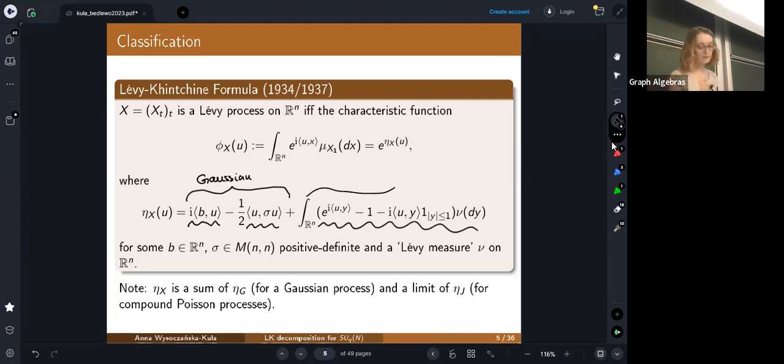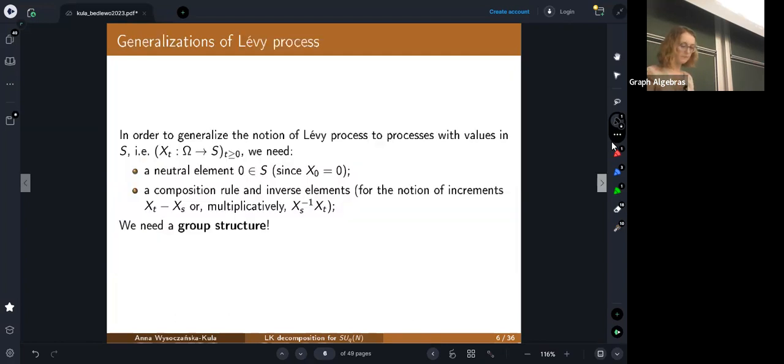And this part is usually called the jump part. This is the characteristic function of a kind of mixture of compound Poisson processes. So we see that for a Lévy process, the characteristic function splits into the Gaussian term and the jump part that is related to the Poisson process.